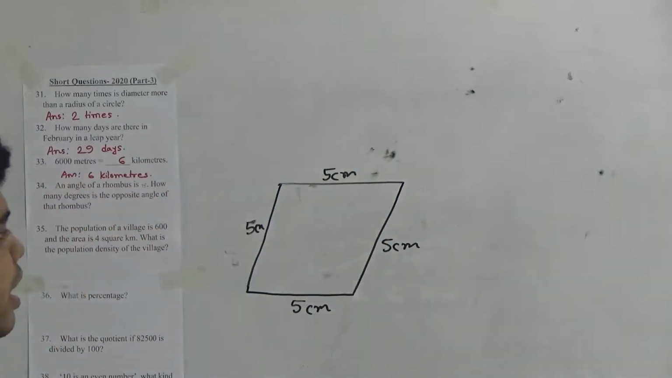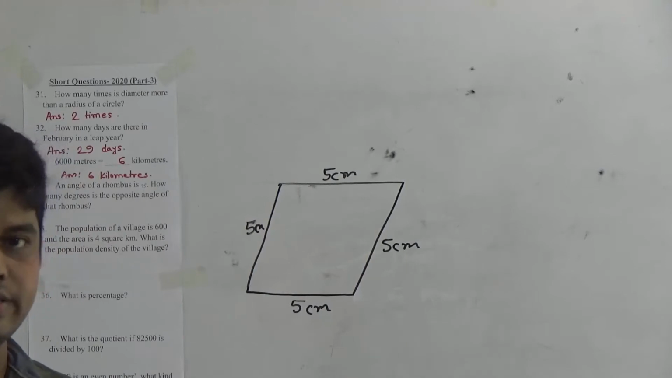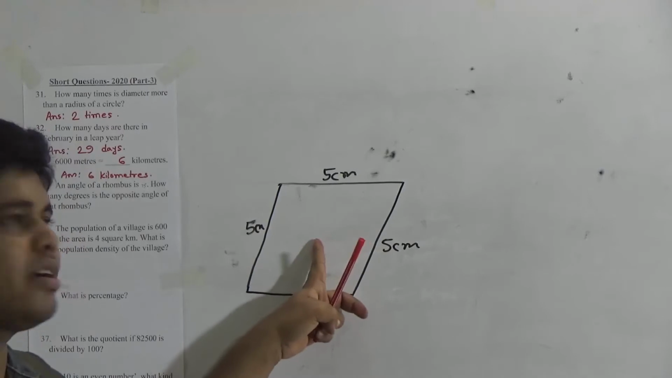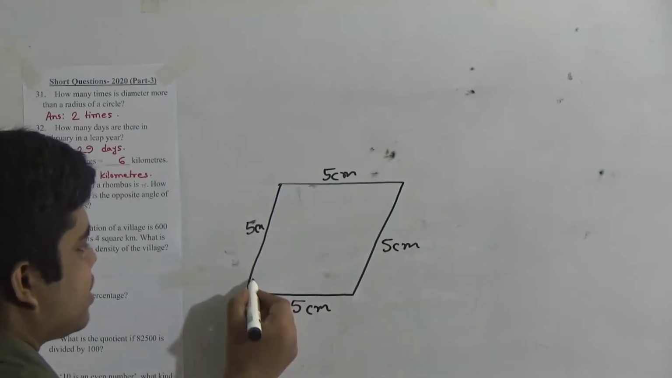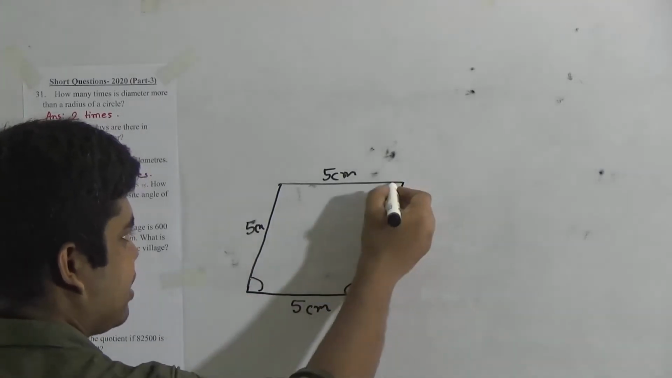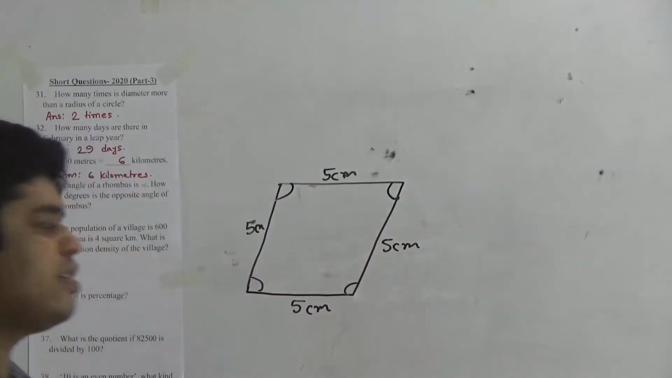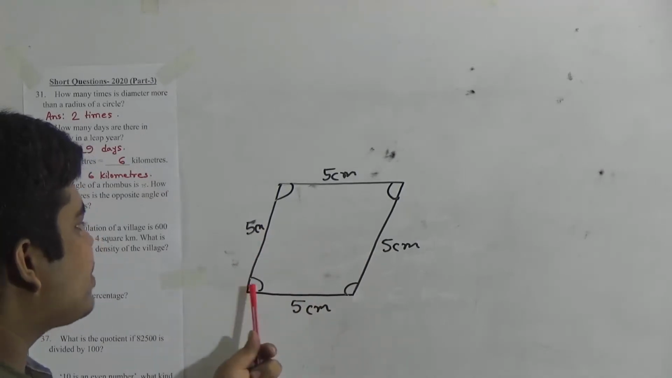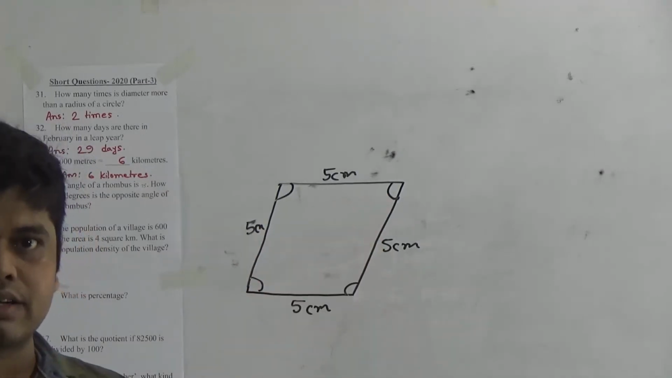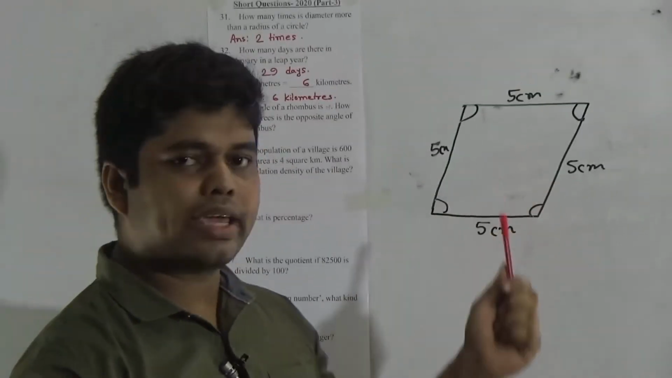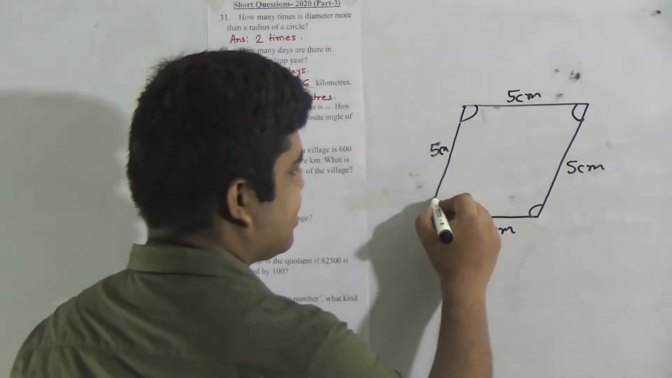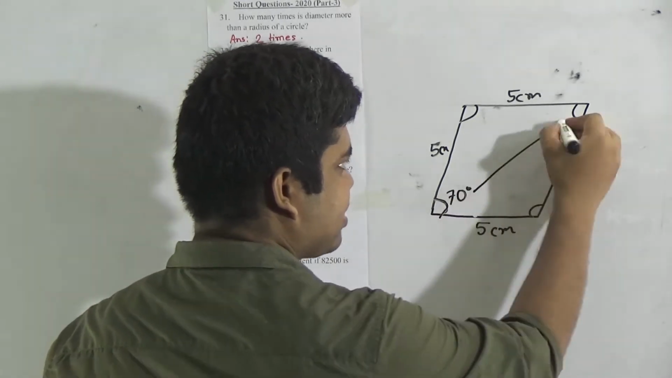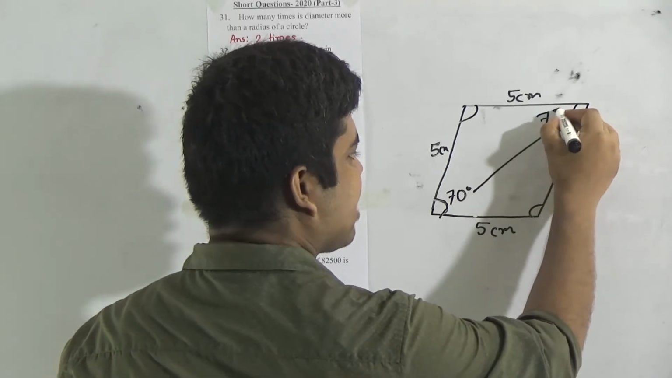So a quadrilateral whose all sides are equal but no angles are right angles is called a rhombus. Notice, this is not a right angle, this is not a right angle, this is not a right angle, and this is not a right angle. The characteristic of a rhombus is that the opposite angles are equal to each other. Suppose this angle is 70 degrees, then the opposite angle of 70 degrees is that angle, and it must be 70 degrees.